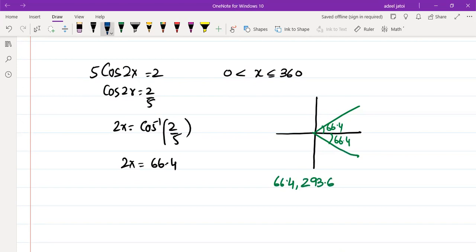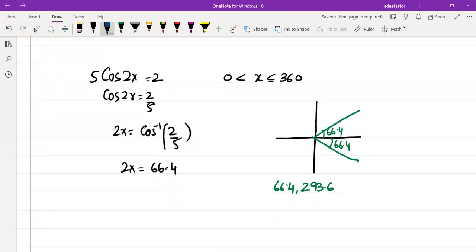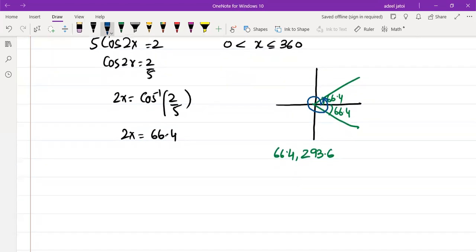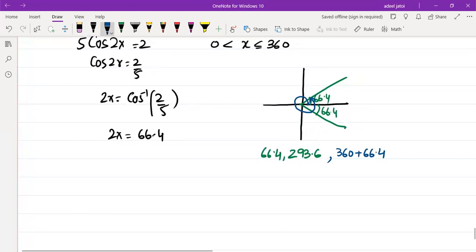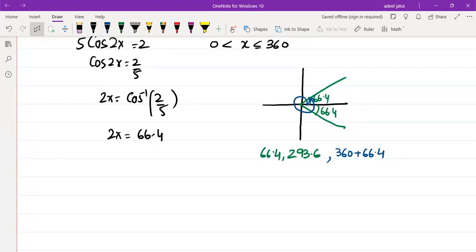So can I say that my first angle was 66.4, my second angle was 293.6. Now to find the third angle, I'll be rotating directly, crossing this as well, and then I'll go till here. That means I will be touching the basic angle again, but after a rotation of 360. So the third angle will be 360 plus 66.4. Do you agree?